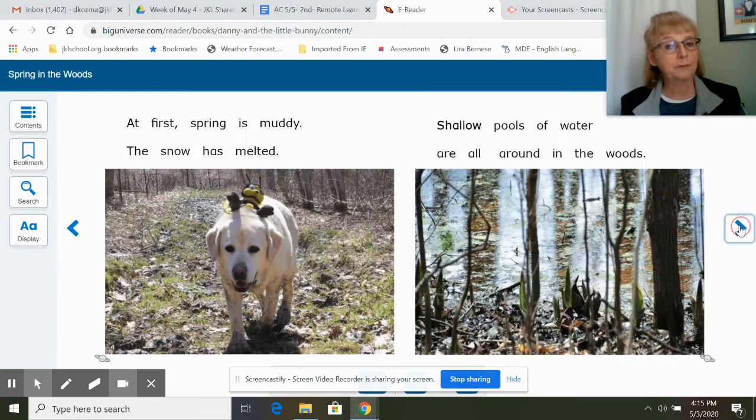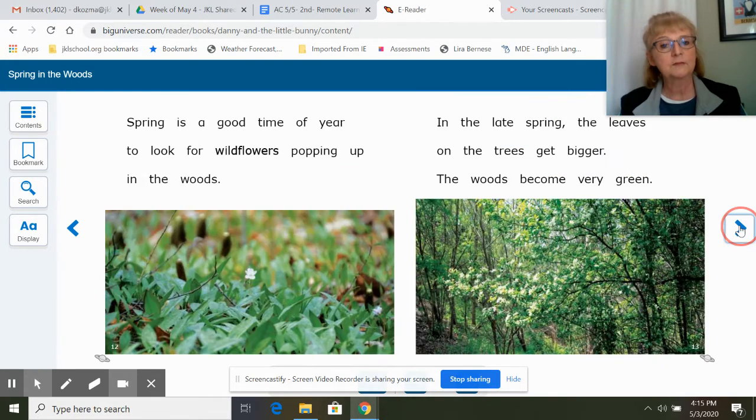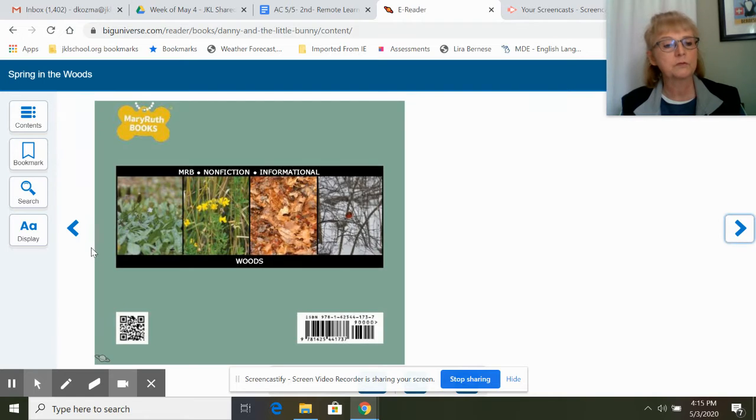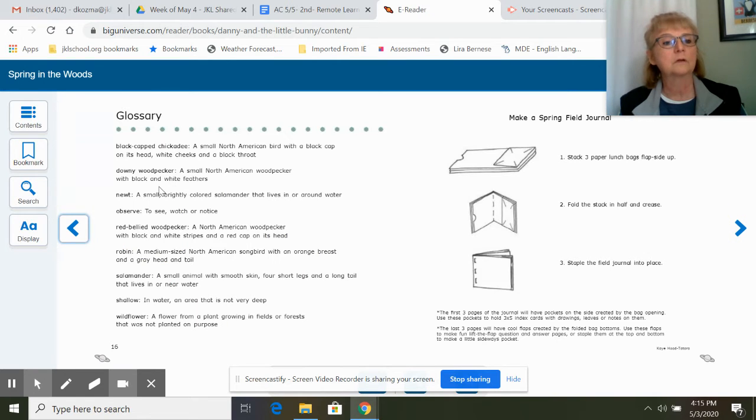Now, I'm going to take you to a special page at the back of this book because this book, being a science book, it's got a special page called a glossary. Do you know what a glossary is for? That's right. It tells us special words and what they mean. And these words are going to be in your story. Now, I'm going to show you some of these now.